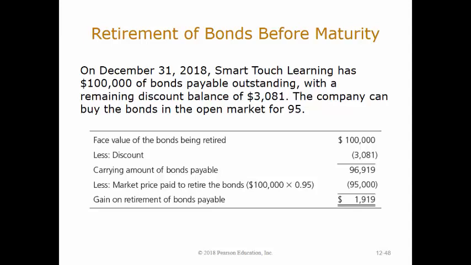Retiring the bonds on December 31st, 2018 at $95 results in a gain of $1,919, which is the difference between the carrying value of $96,919 and the market price of $95,000.